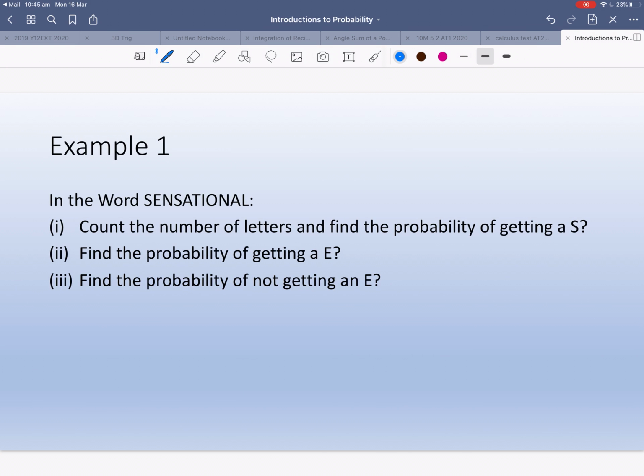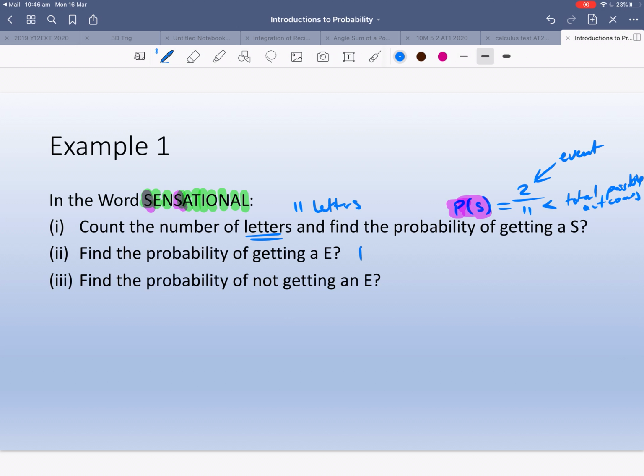All right, let's do an example. In the word sensational, it says count the number of letters. There are 2 parts in this question. The number of letters, let's count them: 1, 2, 3, 4, 5, 6, 7, 8, 9, 10, 11. So it is 11 letters. And find the probability of getting an S. How many S's are there? It looks like there are 2. Make sure you write it like this: P of S means the probability of getting an S, and it is going to be 2 out of how many letters did we count? 11. So 2 is the event, and 11 is the total possible outcomes.